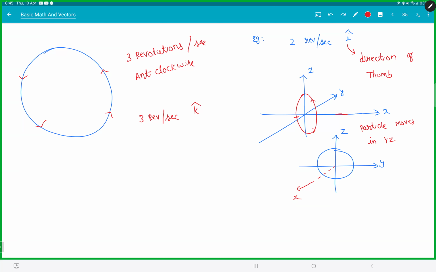Kabhi ye hua, when you're opening a screw for something, didn't you get confused? Should I rotate right or left? Generally, what we do, we start rotating it. If it becomes tight, then you rotate in the opposite direction. So you can use the same concept there.